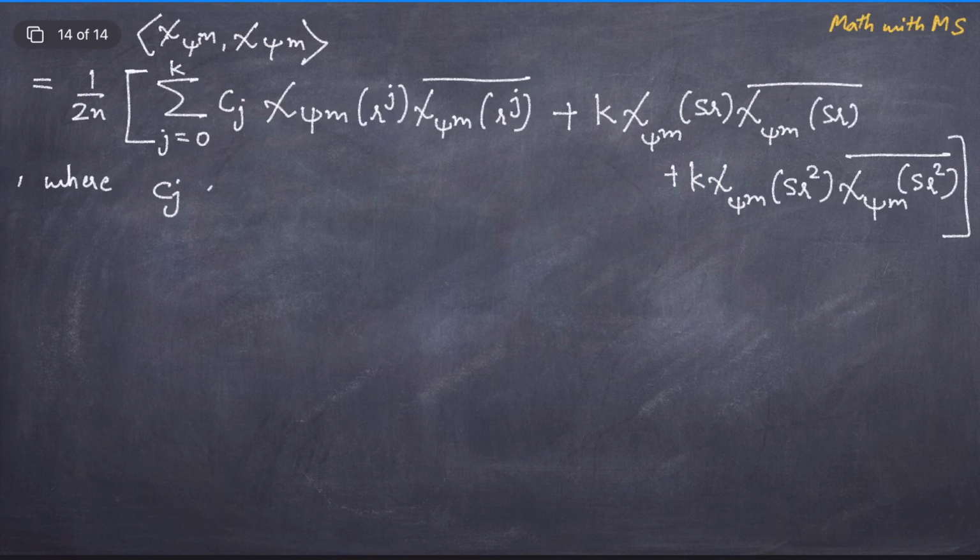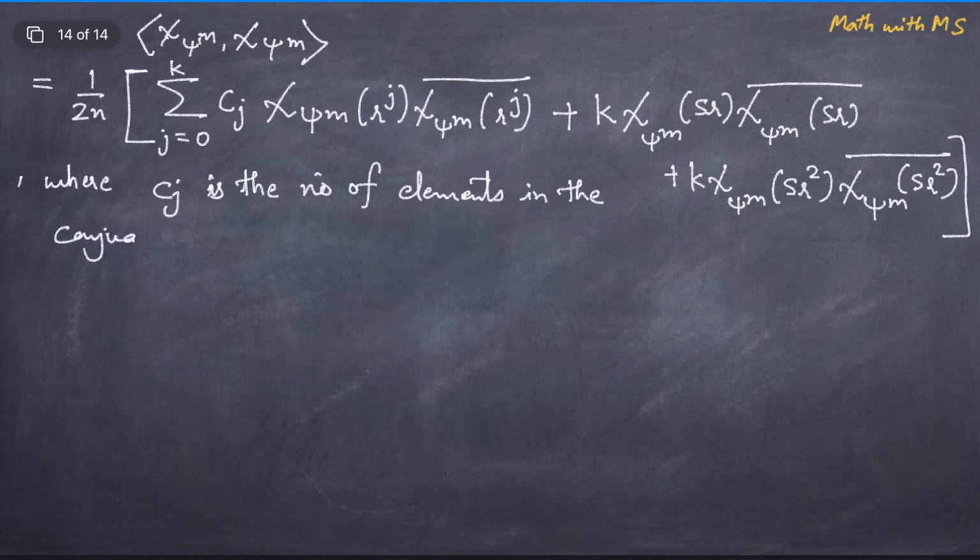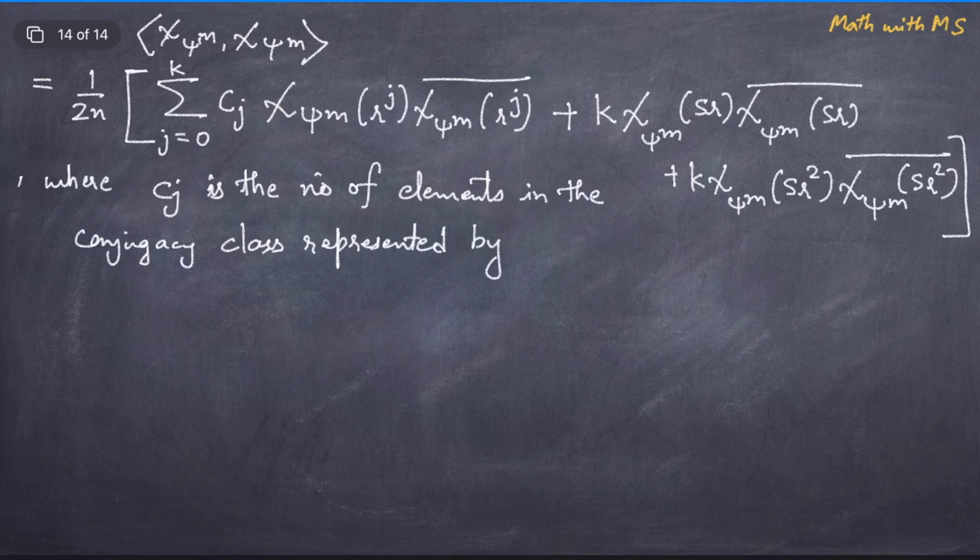where Cj is the number of elements in the conjugacy class represented by r to the power j.